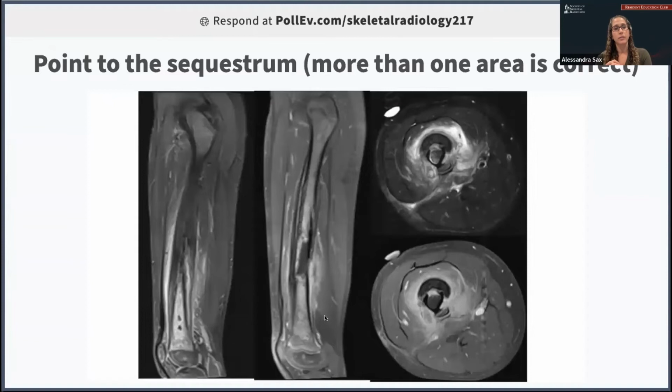Okay. This is a kid with severe leg pain. That middle image is our post-con, and then the bottom axial image is also a post-con.